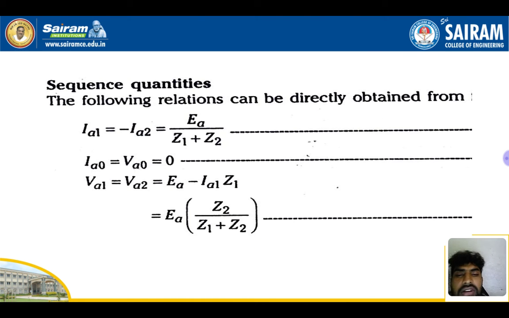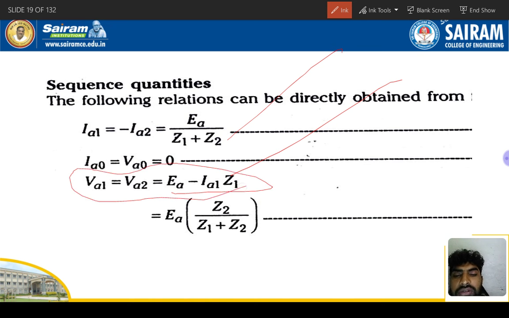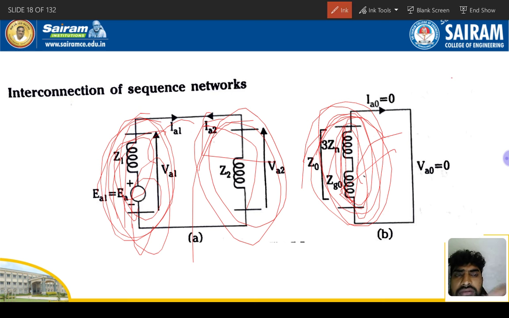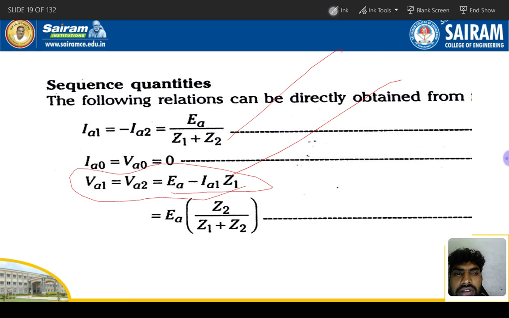So for the sequence quantities, the following relations can be directly obtained. One is IA1 equal to minus IA2. Already we derived the equation IA1 equal to EA by (Z1 plus Z2) according to Ohm's law, and IA0 is equal to VA0 is equal to 0. So already we got these values, and VA1 is equal to EA minus IA1 Z1. Just to apply the previous slide here, on KVL you'll get all the values according to Ohm's law. So finally you get EA into Z2 divided by (Z1 plus Z2), right?